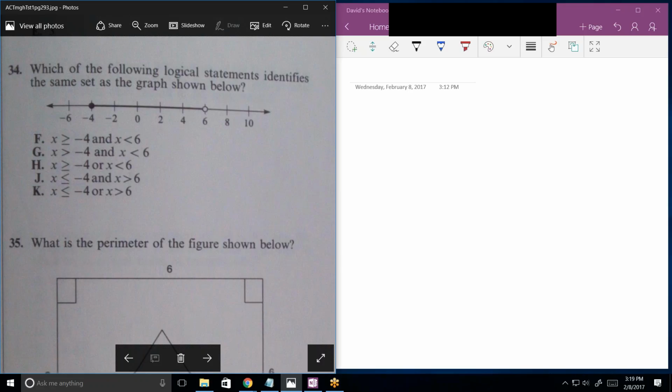Take a look at H. Huh. It's a typo. Is it a typo? Yeah, it has to be, because it's the same as F, is it not? Am I misreading something? Yeah, it's just "or" instead of "and." Ah, it's not a typo. It's definitely F. What's the difference between H and F, though?